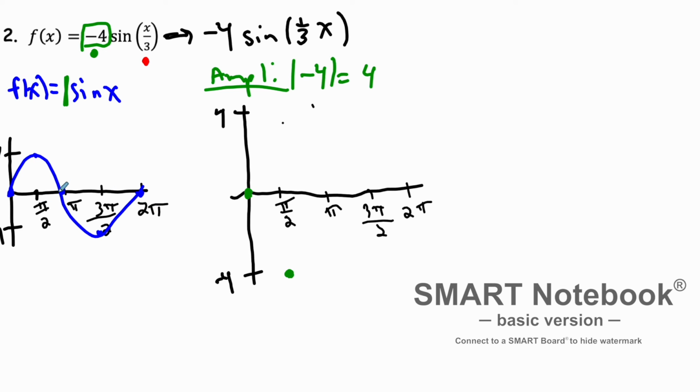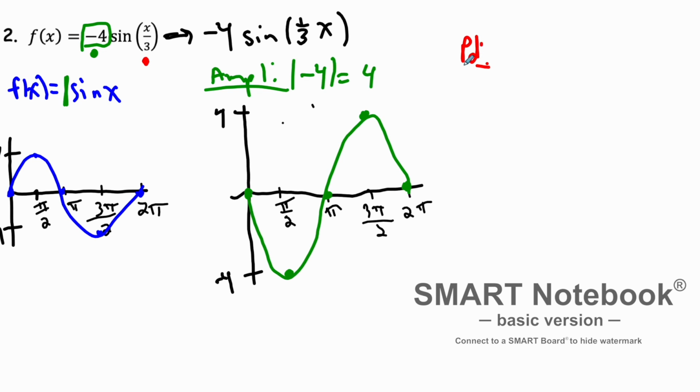Up next, we have pi. Well, pi is at 0, and 0 times -4 is 0. Up next, we have 3 pi over 2. Well, 3 pi over 2 is at -1. -1 times -4 is a +4, so that's going to be up here. And the last point at 2 pi, well, 2 pi was at 0, so that's going to drop back down here to 0, because 0 times -4 is still 0. So here's our new graph. There we go. So that is our first graph after we stretch that out.